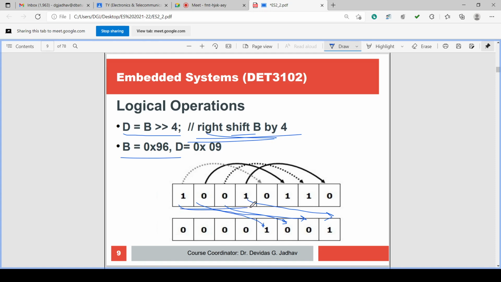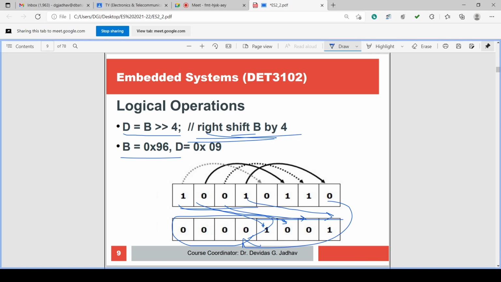So these 4 values go to these 4 values. What about the remaining 4 values? They will be filled with zeros. These are not shifted here, these are filled with 0, while the others are shifted 4 times. So this is shift right by 4 times. This is about the shifting operation.